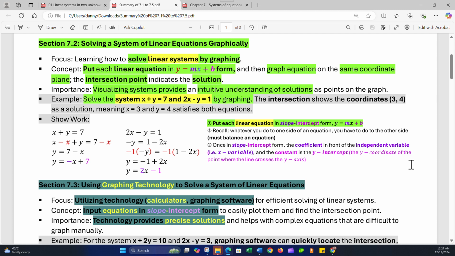It's intuitive. The bad part is it's very time consuming to graph, and it doesn't yield a precise answer, at least not most of the time. It's going to give you an approximate answer, which is not always what we want. But the idea is that you're going to solve the system, in this case x plus y equals 7 and 2x minus y equals 1, by graphing. And that yields an intersection with a coordinate point of 3, 4. So an x value of 3 and a y value of 4. That point is at the intersection where both lines cross. So I've shown how to do it here.